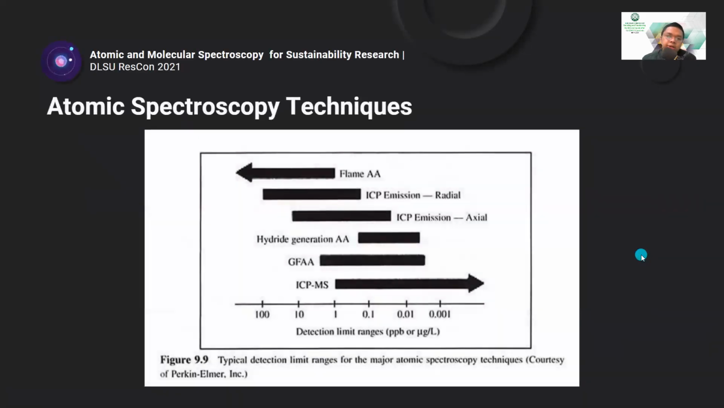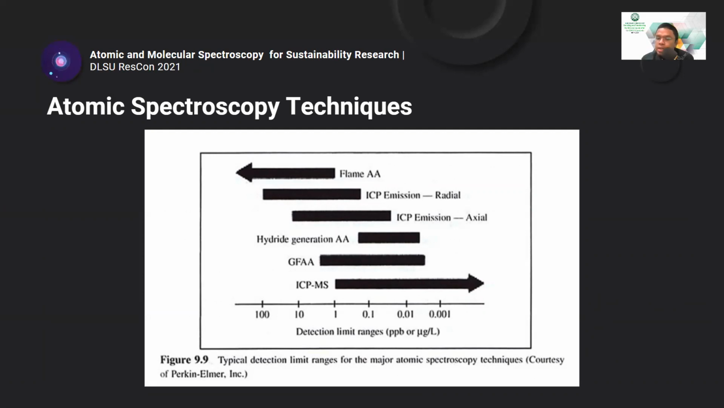Alright, so moving on, we have this table comparing detection limits. Flame AAS is the least sensitive. It's only 1 to 100 ppm, compared to the ICP-MS, which in this case can do 1 ppb to 1 ppm, and in some cases 0.001 ppb. 1 ppb pala yan. So that's the difference between them.